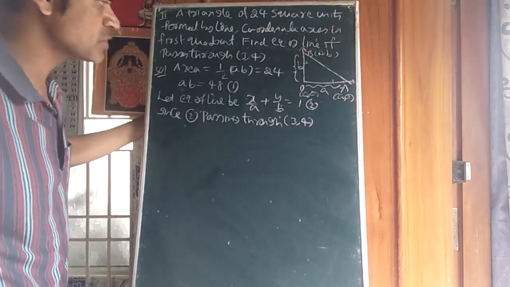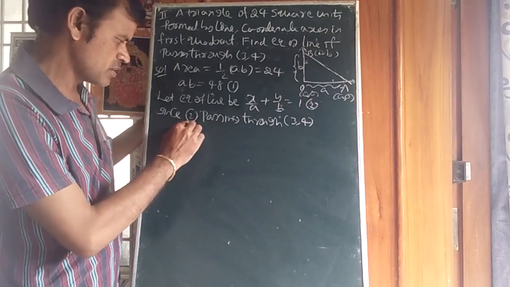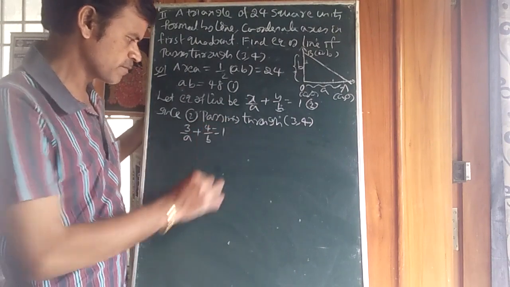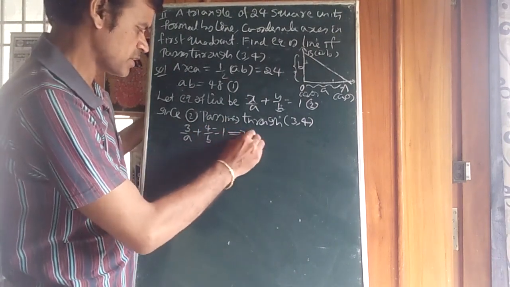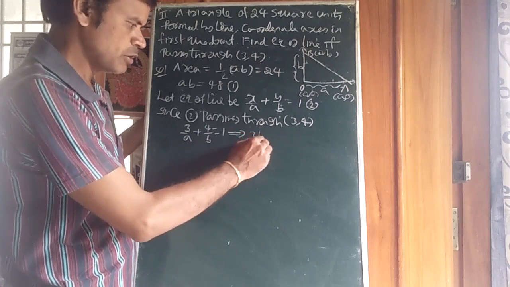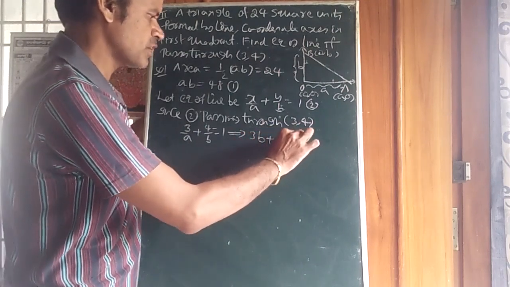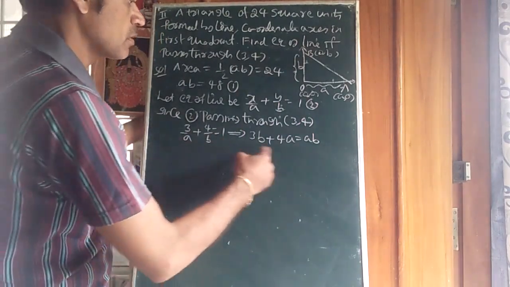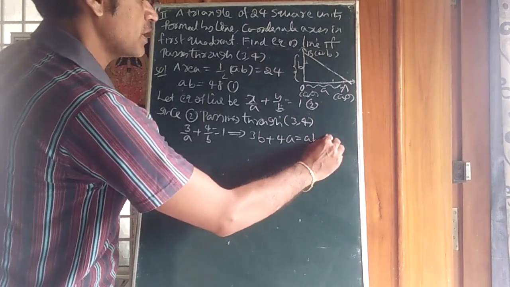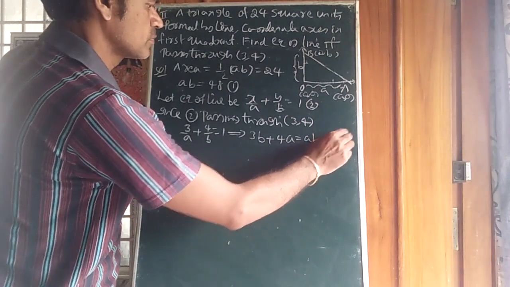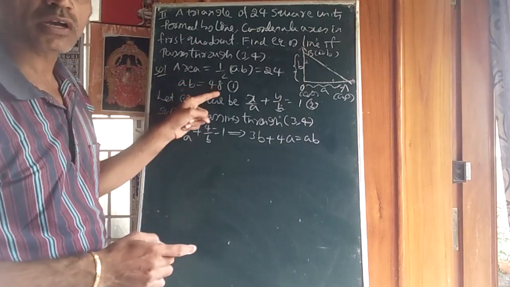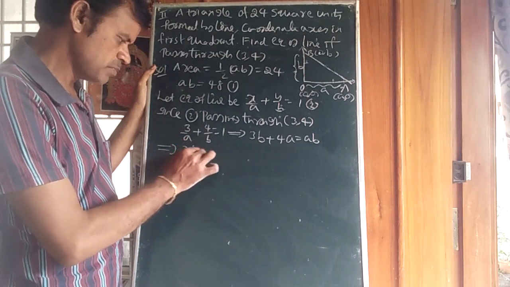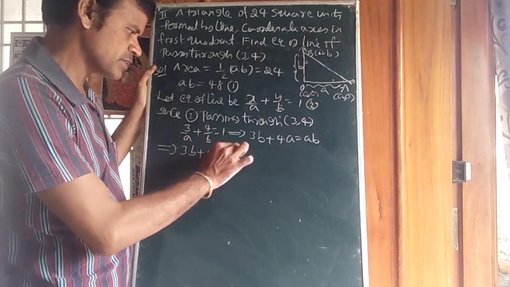Since this equation 2 passes through 3, 4, apply it here instead of x, y: 3 by a plus 4 by b equal to 1. Taking LCM, you will get 3b plus 4a is equal to ab. Let it be the third equation. Instead of ab, we got 48 from equation 1. Apply the formula: 3b plus 4a is equal to 48.